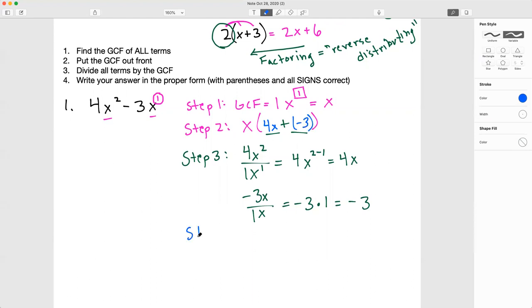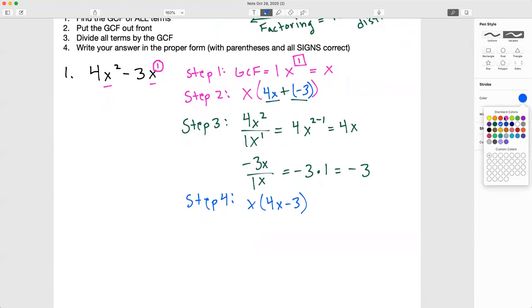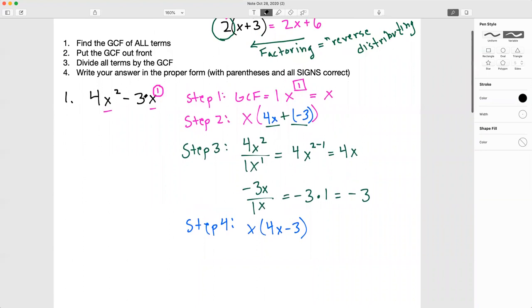So our last step is just writing the answer, and your answer is going to look like this: x, and then you've got a 4x minus 3. We factored out the x, as it were. That's how we say it. We factored out x, and that is GCF factoring. Now let me do another example, and I will spend less time explaining all of this, but that's really what I'm doing in my head.